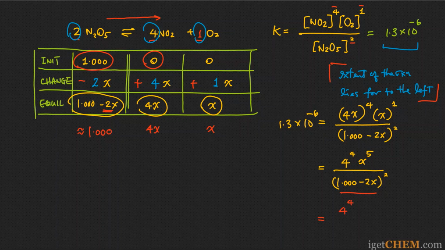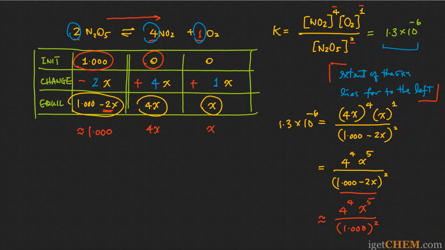this expression. So instead of doing equal, I'm just going to do approximately equal to 4 to the 4th power, x to the 5th power, and now the bottom is just approximately 1 squared. And you see, that's why I did not expand this, because I was going to make this approximation, after which the denominator simplifies and the x disappears.